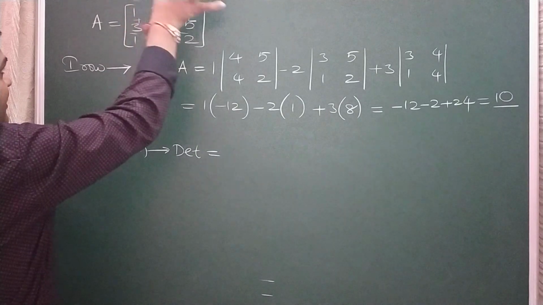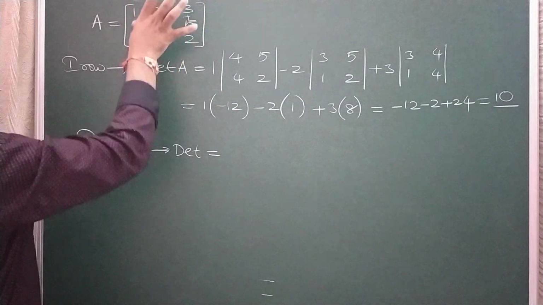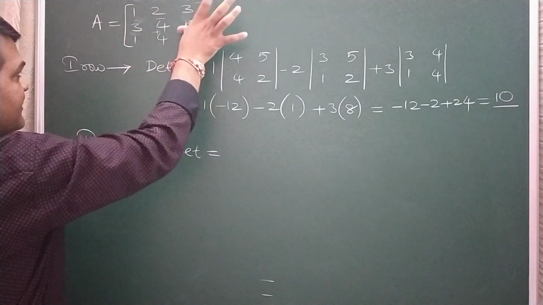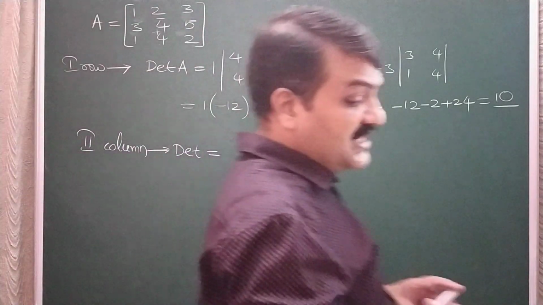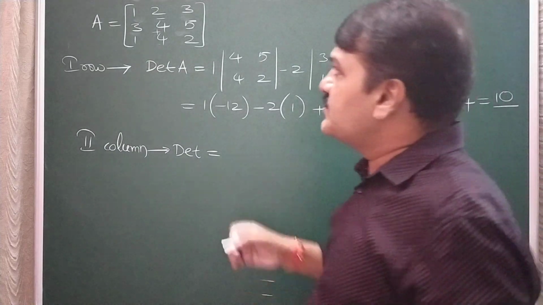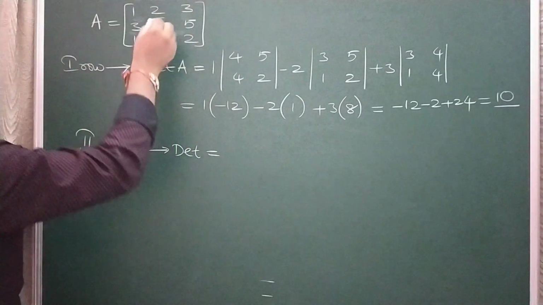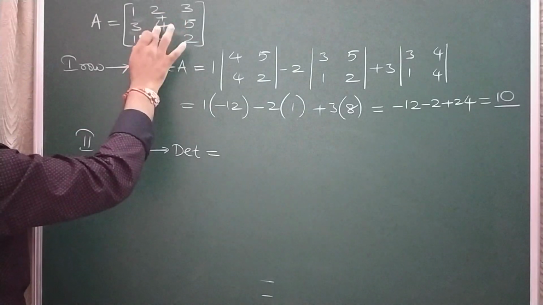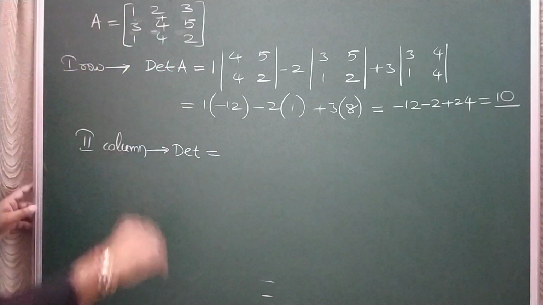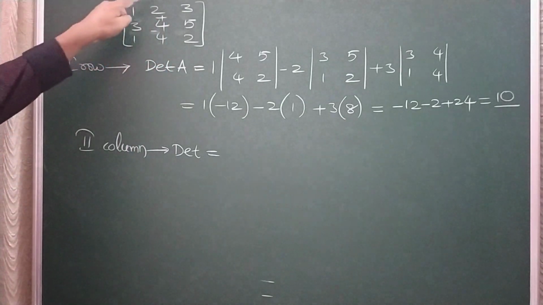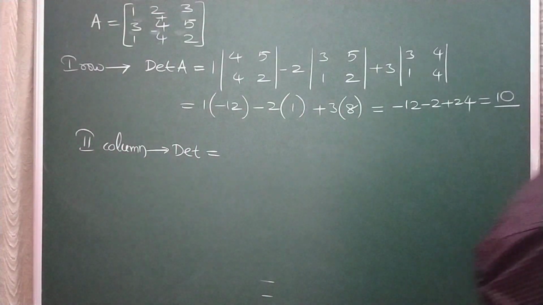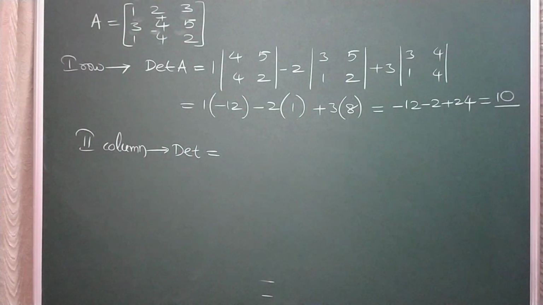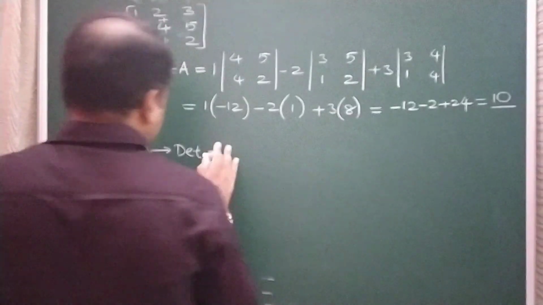Now I will rub out the remaining signs except for the second column. So these are the signs for the second column, you can see clearly. Okay, so I made a mistake, I think. It is minus, plus, minus. These are the signs for the second column. Okay. Now I will expand using the second column.